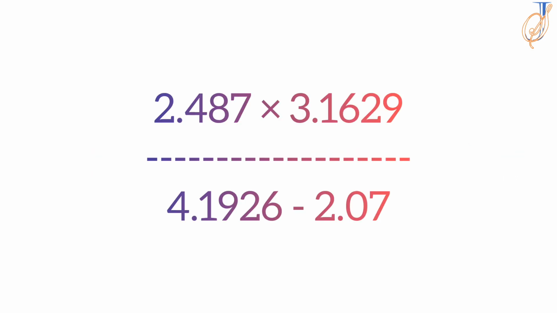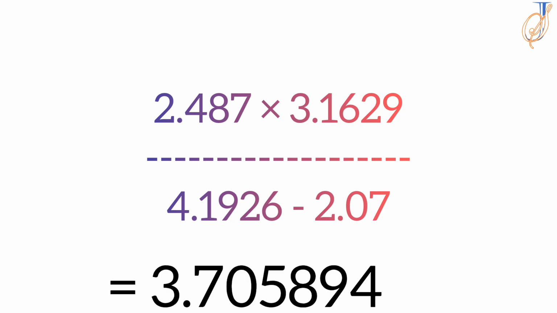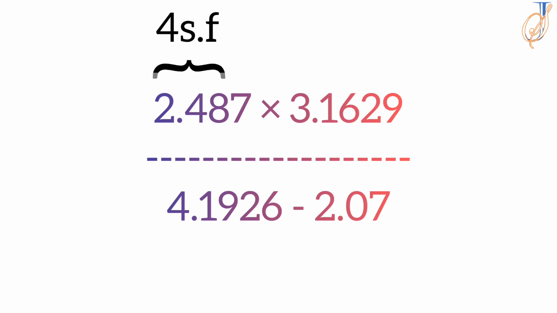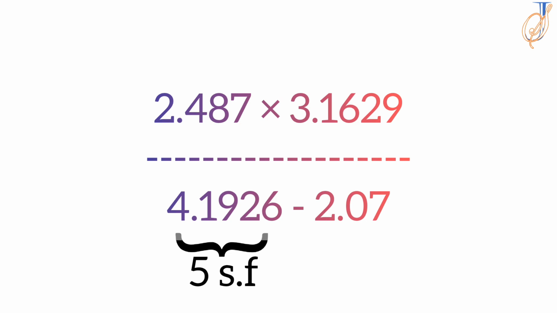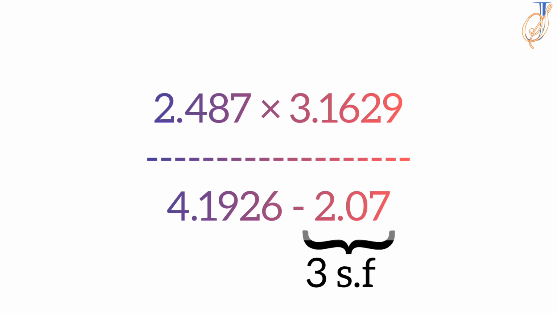So next, another example: 2.487 times 3.1629 divided by 4.1926 minus 2.07. After doing the calculations, you will get the answer 3.705894. So observe the original numbers. 2.487 has 4 significant figures, 3.1629 has 5 significant figures, 4.1926 has 5 significant figures, and 2.07 has 3 significant figures. 2.07 has the least significant figures, which is 3.